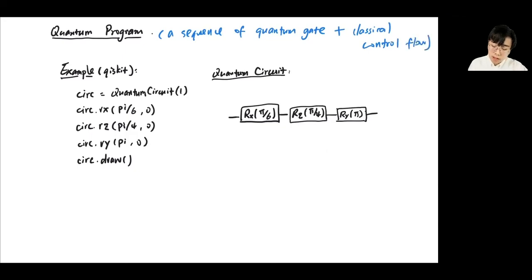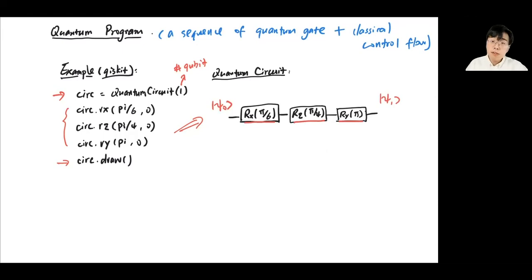So let's take a look at an example written in the Qiskit language by IBM. We first define a quantum circuit of 1 qubit, and then a sequence of rotation gates is followed with different angles. And finally, we can draw the quantum circuit. As a result, you will see this quantum circuit notation where you start with input state psi 0, you apply Rx rotations, Rz rotation, and subsequently Ry rotation, and you will get a final state psi 1.